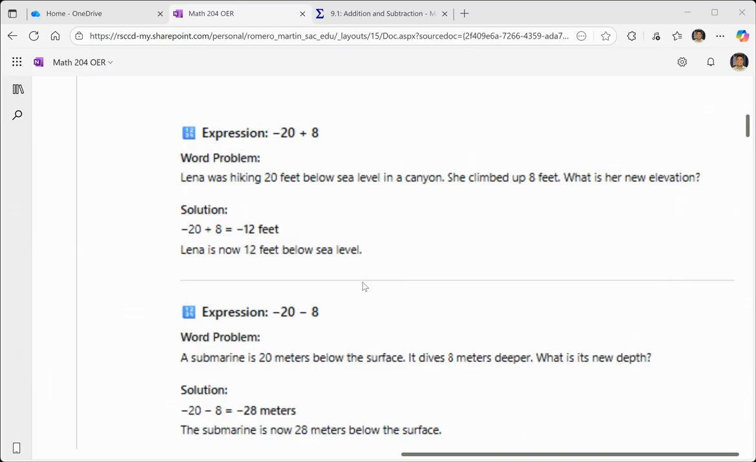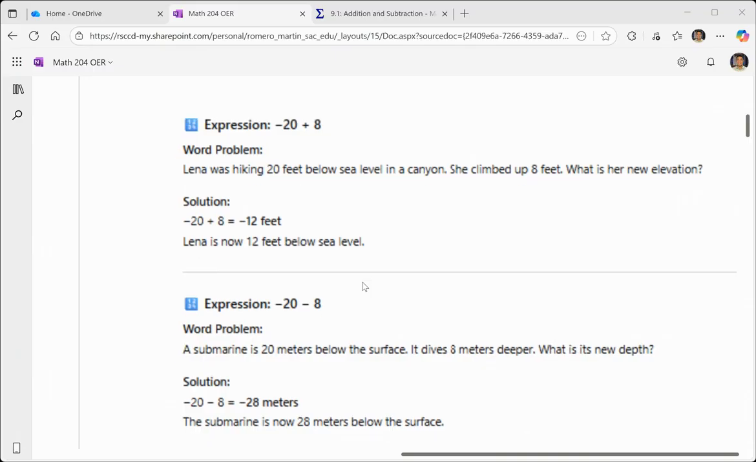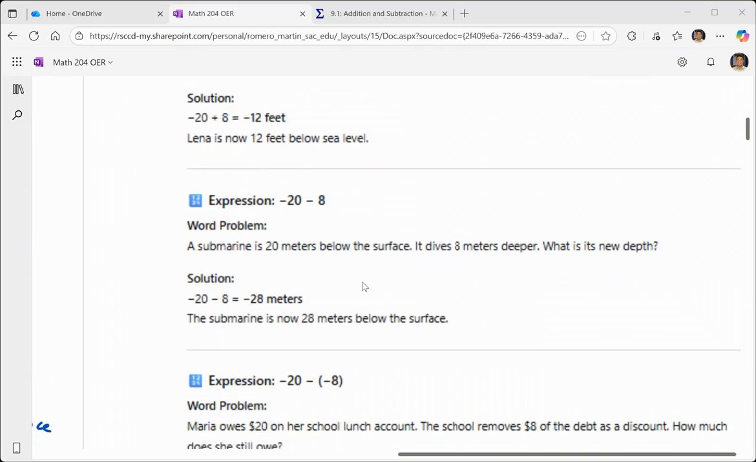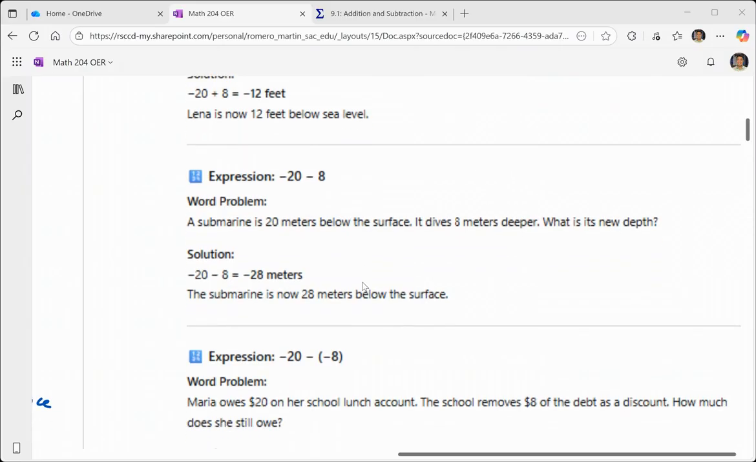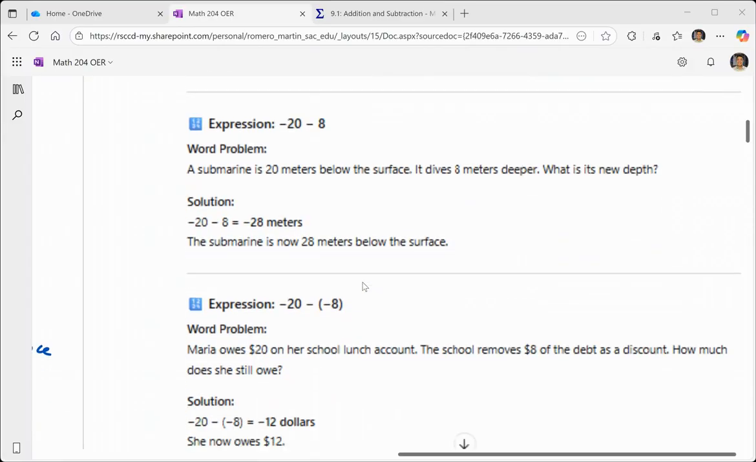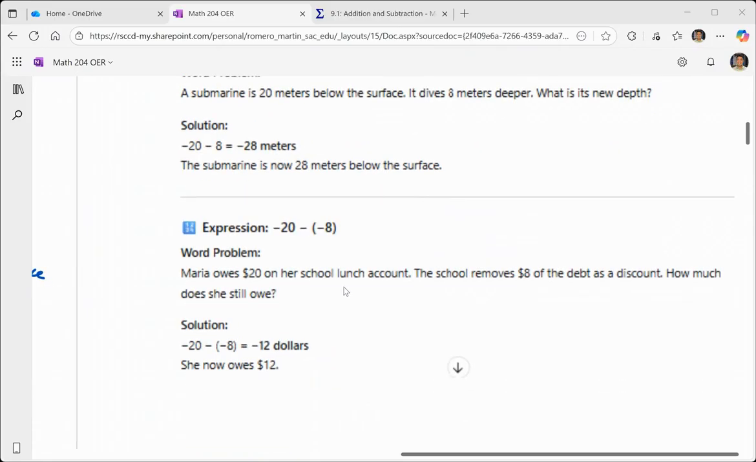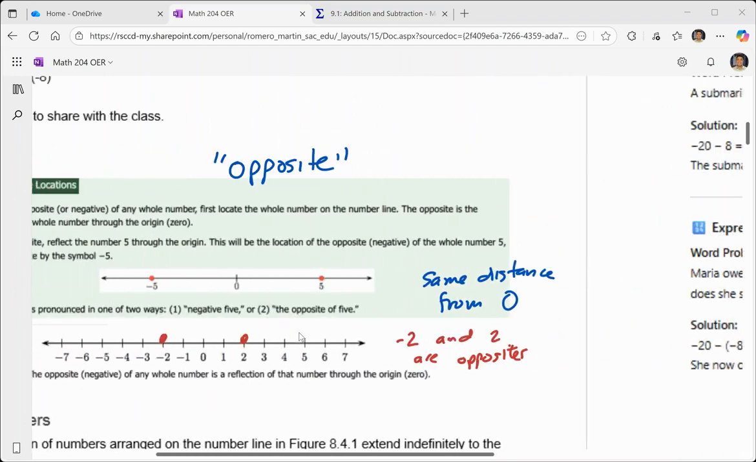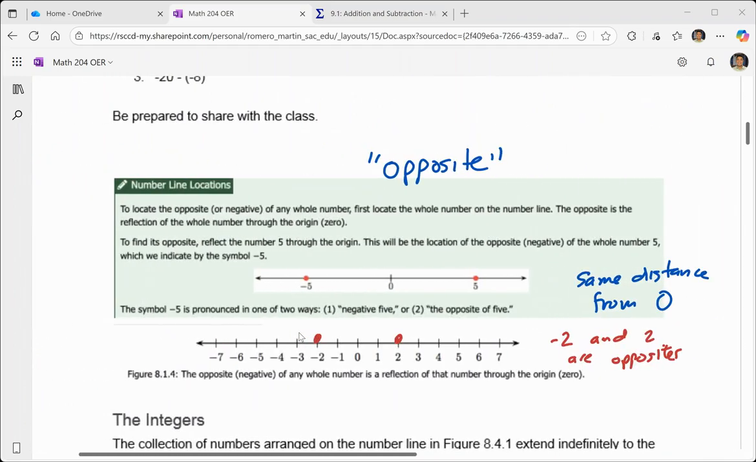About hiking: they went down 20 feet and then climbed up 8, right? Where's your new elevation? A submarine is 20 meters below already, and then they go another 8 meters deep, right? So you have another depth. So we're increasing our depth. You're taking away the positive eight, you're going down. And then this one's always kind of tough. We're taking away a negative. Maria owes $20 in her account, and then the school removes $8 from the debt. So you could see now she owes less. So the negative, again, is a representation of some value location. So just keep in mind again what a negative number is.